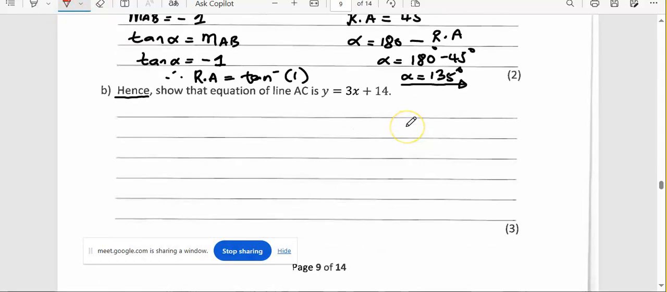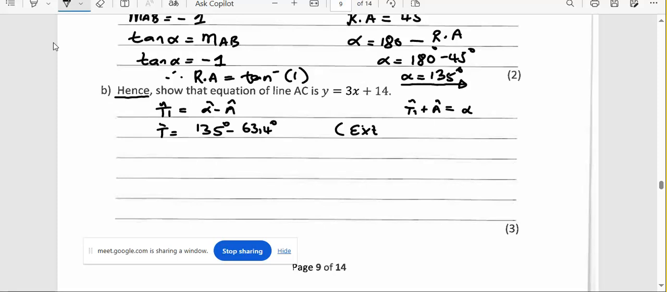Okay, let's quickly do it on this part. So the first thing that we're going to do here, our aim is to find angle T1. To find angle T1, remember we said if we take angle T1 and add it with angle A, we must find alpha. So now I'll say T1 is equal to alpha minus angle A. Therefore, T1 is equal to, I know that alpha was 135 and angle A was given as 63.4. Sometimes it's best to give them the reason: exterior angle of a triangle. Are you still with me on that?